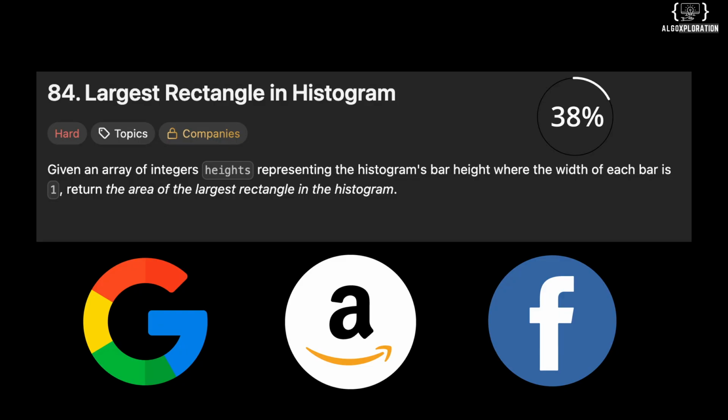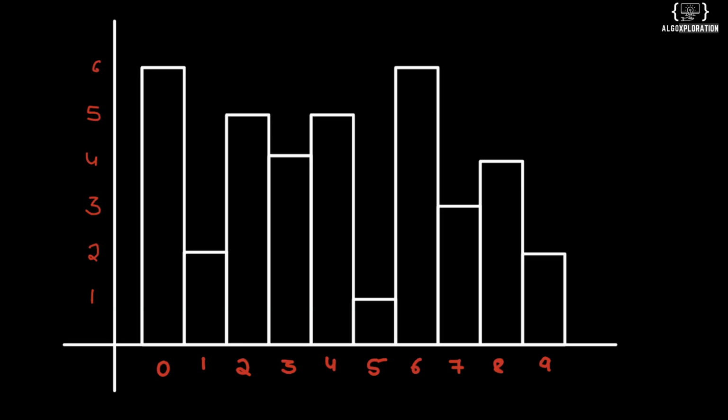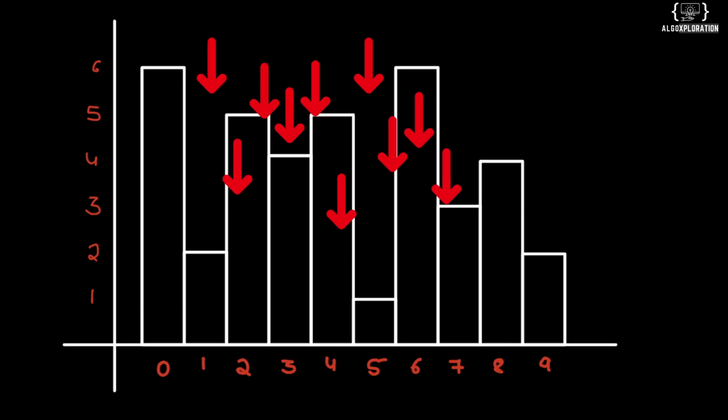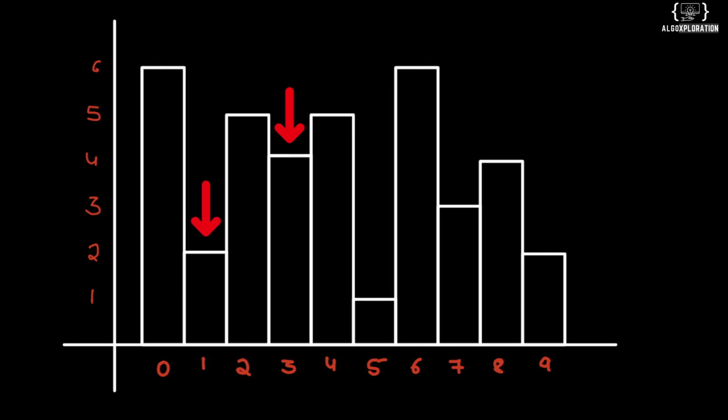Why? Because most people don't see the connection. But you already know the secret. For every bar in this histogram, we need to know how far left we can extend. That is nothing but finding the next smaller element. And second, how far right we can extend. This is the next smaller on the right.